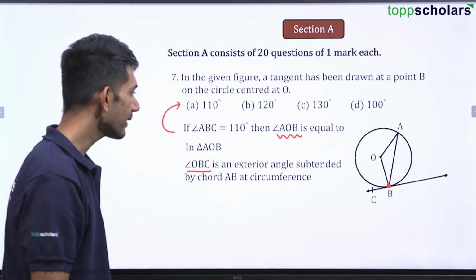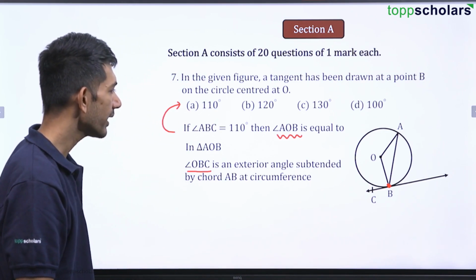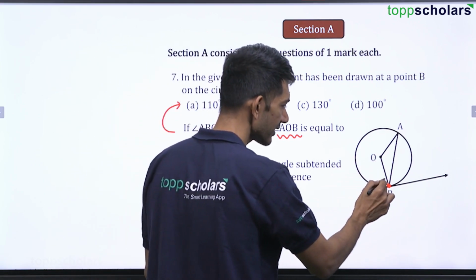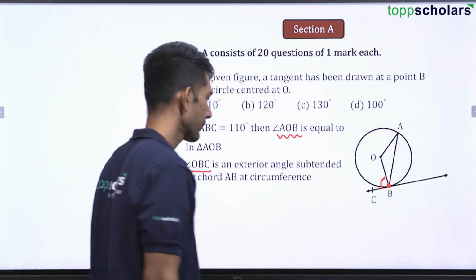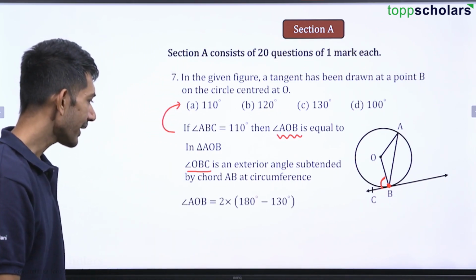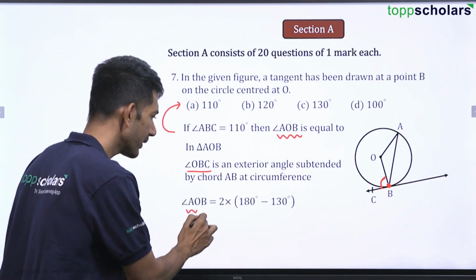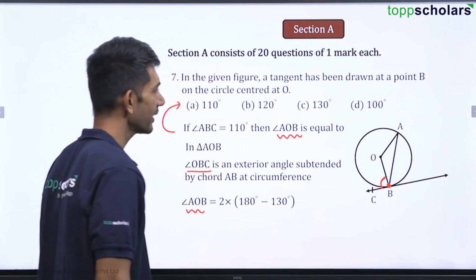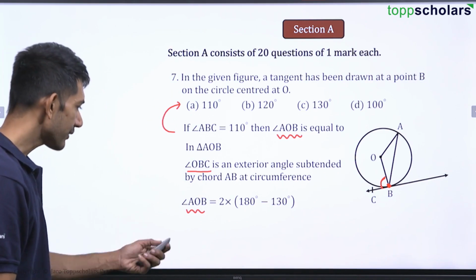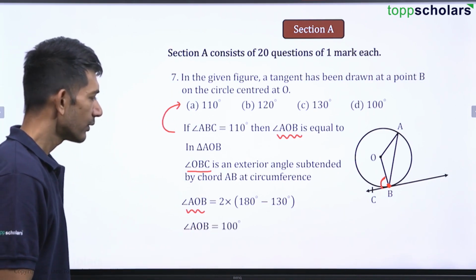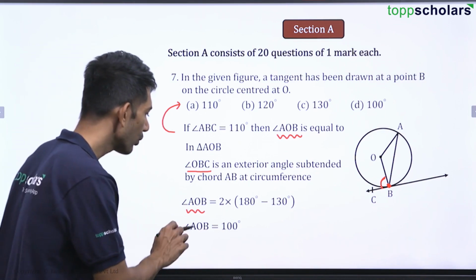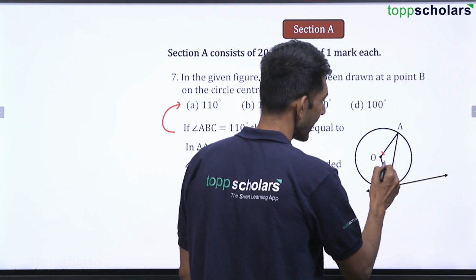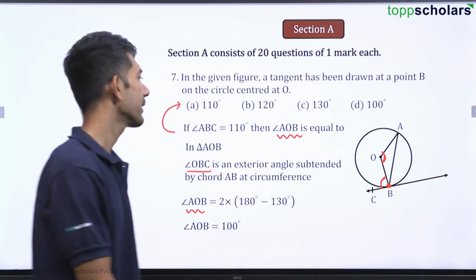is the exterior angle subtended by the chord AB at the circumference, right? Angle OBC, this is the exterior angle, right? So now can I say that angle AOB will be equal to 2 times 180 minus 130. That is going to give me 180 minus 130 is 50, and 2 multiplied by 50 is 100, right? So the measure of this angle is 100 degrees.